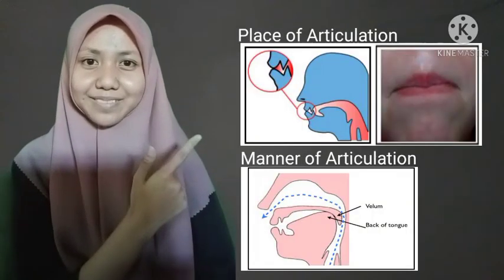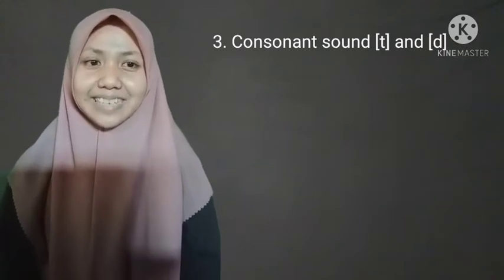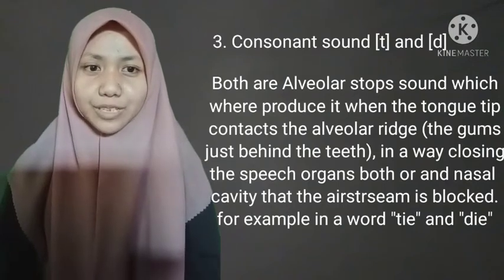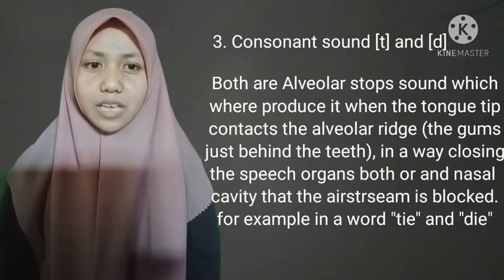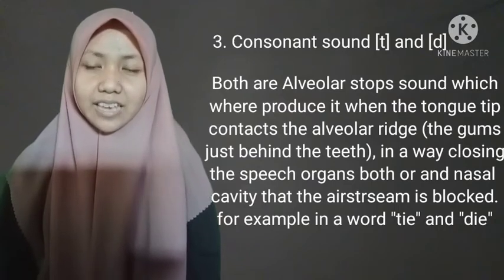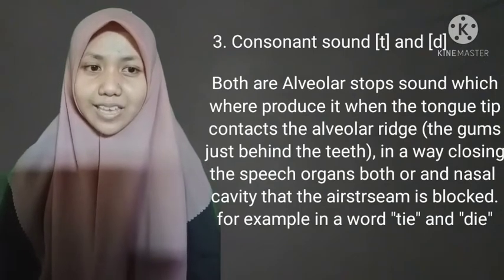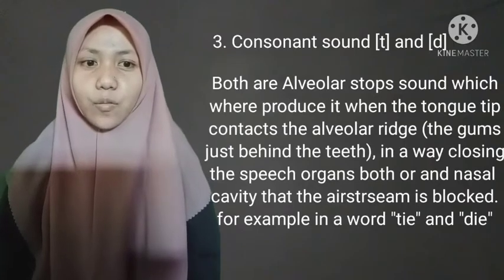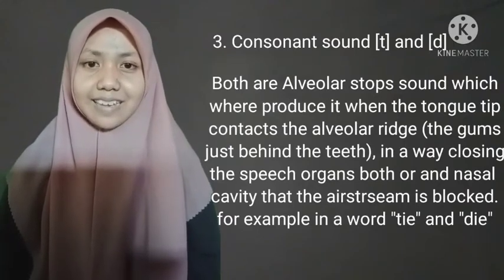Like that picture. 3. For sounds T and D, both are alveolar stop sounds, which are produced when the tongue tip contacts the alveolar ridge or the gums just behind the teeth, in a way that closes the speech organs, both oral and nasal cavity, so that the air stream is blocked. For example, in the word tie and in the word die.